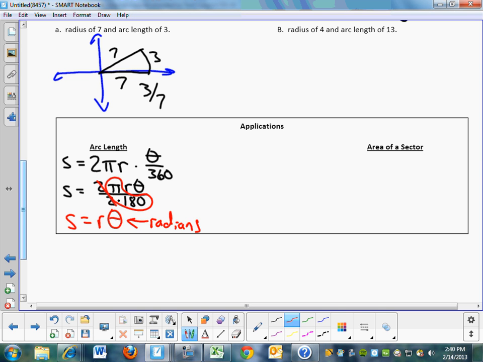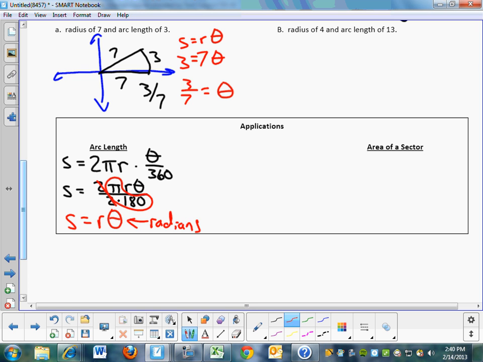So now look at this problem up here. Radius of 7, so S equals r theta. Well, I'm sorry. Arc length is 3. Arc length, 3 equals, r is what? 7 times theta. How do I solve for theta? 3 over 7 equals theta. That's my angle measure. Isn't that nice? It's a very simple formula.